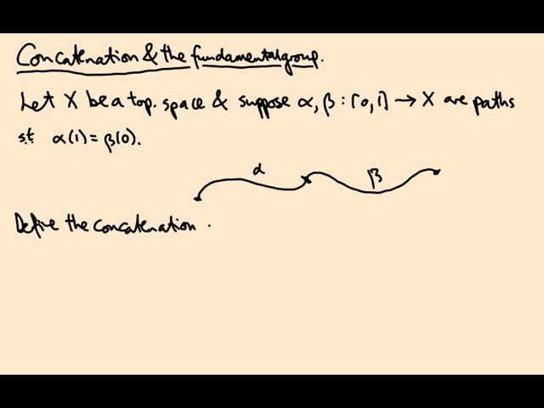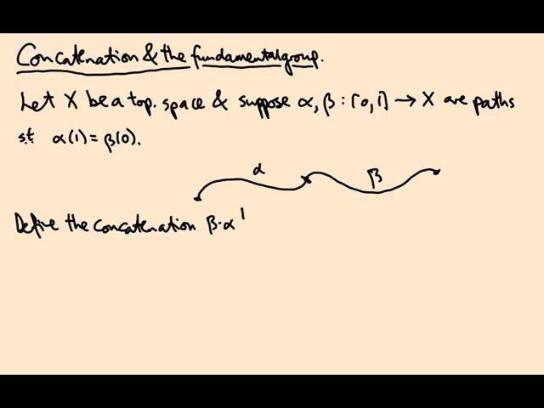Which I'm going to write beta dot alpha, because I'm thinking of this like function composition, like you do alpha first, then beta. You'll often see this, for example, in Hatcher's book written the other way round. I prefer this because later on when we look at monodromy, the paths do indeed give us functions, and the monodromy will then be a homomorphism rather than an anti-homomorphism. But anyway, that's how I'm writing it.